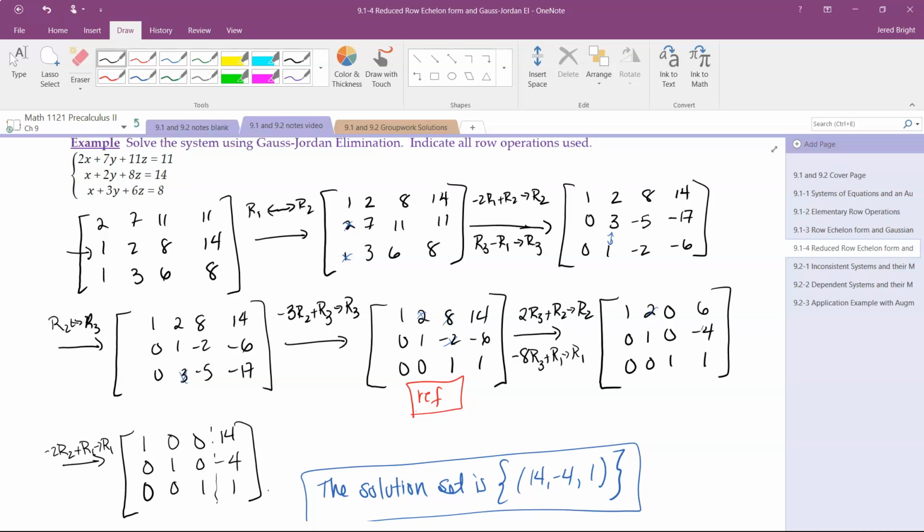So the question is, is this any more time effective than Gaussian elimination? Well, maybe, maybe not. It depends on the system. With a 2x2, maybe. With a 3x3, it's a little bit more work, but it gets you more practice with row operations.